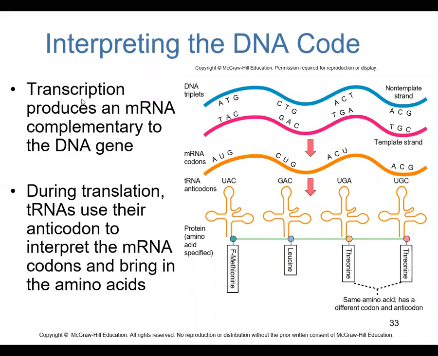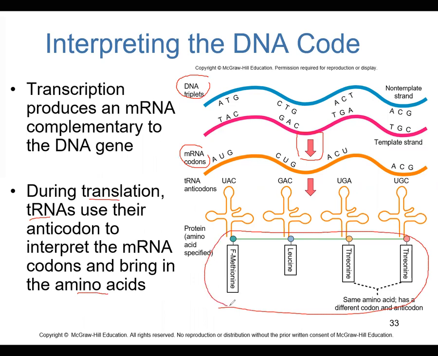Again, transcription is going from DNA to RNA. So this arrow right here that we're talking about, that is transcription. All right. Then we go to translation, which is going from the RNA to the protein. We have to use the tRNAs, because they're bringing in the amino acids, and that's what's going to build our polypeptide here, which is a protein.